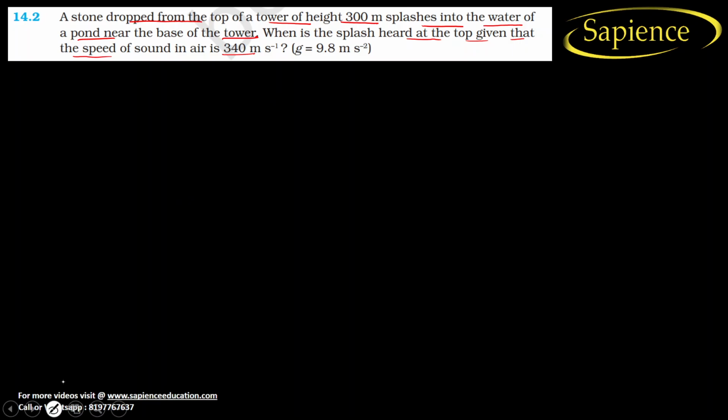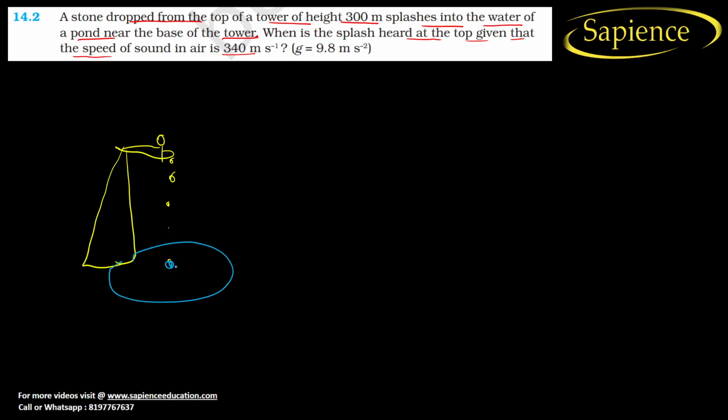See, let us consider this is the tower. Okay, this is a tower, and from this tower a man throws a stone. So this stone will come down, and there is a pond or lake near it. So what will happen? It will splash into this.